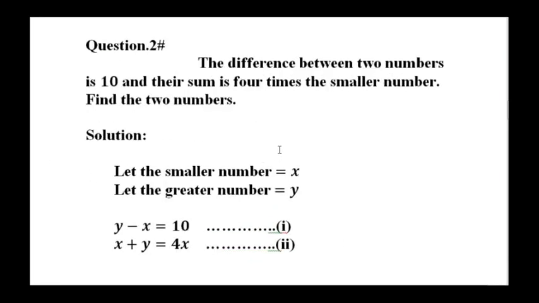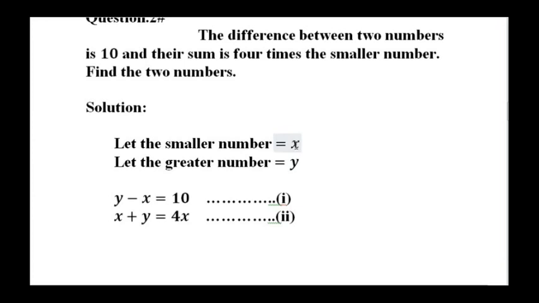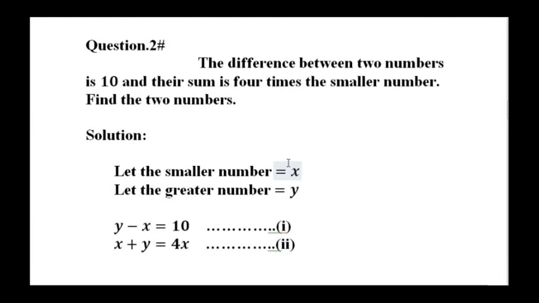Question number 2. The difference between two numbers is 10 and their sum is 4 times the smaller number. Find the two numbers. We will again find the two numbers whose difference is 10 and whose sum is 4 times the smaller number. So let the smaller number be x and let the greater number be y. Based on the given condition, the difference between the two numbers is 10. So we can write the equation y minus x equals 10.